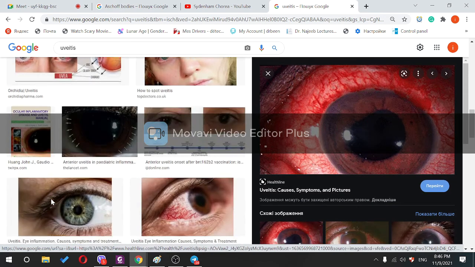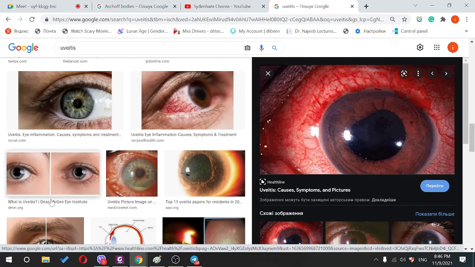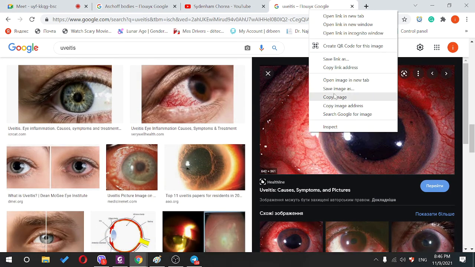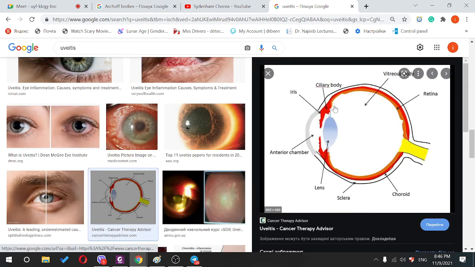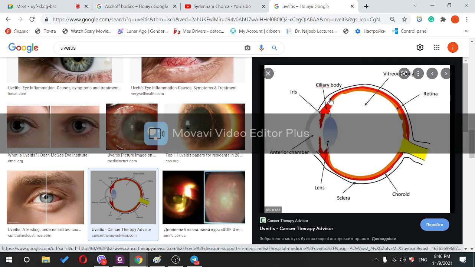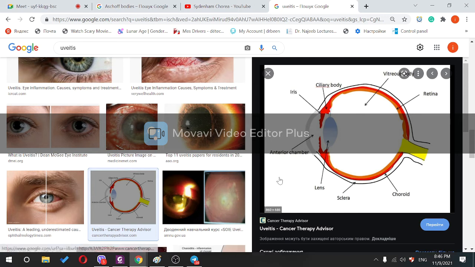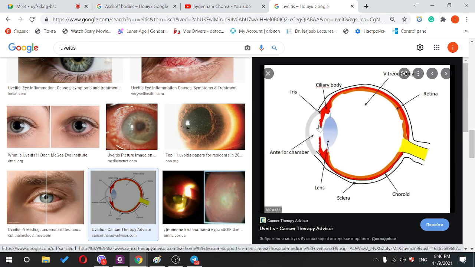Look, I hope I can find one more. Yes, here it is. Okay, this one is good enough. And these are good as well. So, what is the uvea, first of all? Uvea is the iris and the ciliary body and the choroid together. So choroid together with the ciliary body and the iris, we call it uvea. So it will be inflamed.